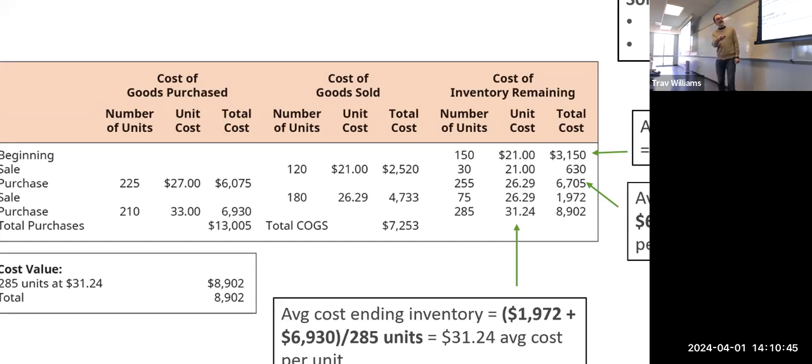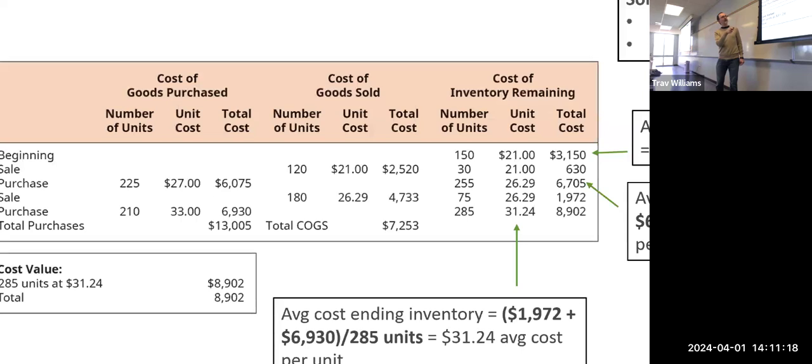Then we divide that by the total units. We had 30 from the first lot that were remaining. We just bought 225, so we add that together, that's 255 units. And you have to do it in that order. You figure out your total cost, total number of units, then just divide. Take the total cost, divide by the total number of units, and you get your weighted average.